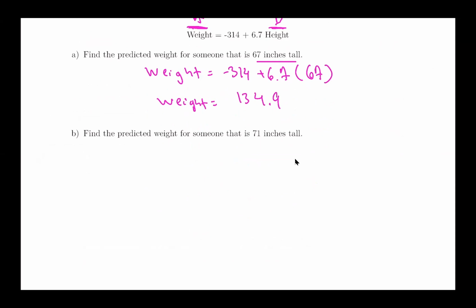All right, so part B says find the predicted weight for someone that is 71 inches tall. So if somebody is 71 inches tall, all you have to do, instead of putting 67, is replace that with 71 inches. So what should somebody weigh if they are 71 inches tall? If you want, you can put this in the chat, or just yell out the answer.